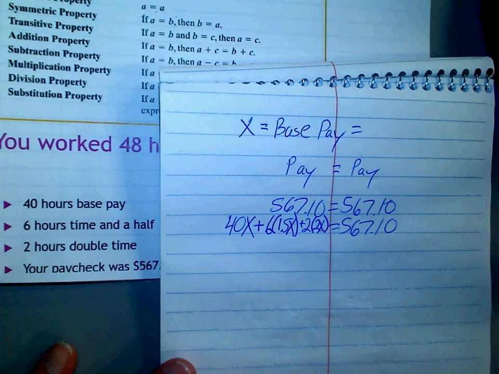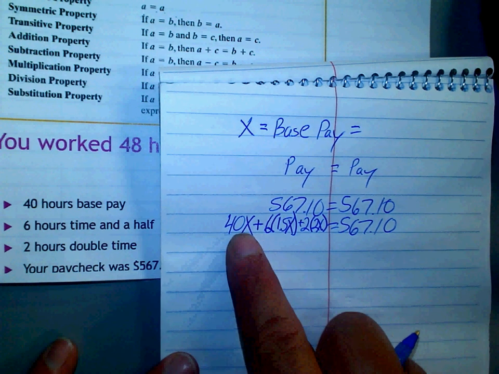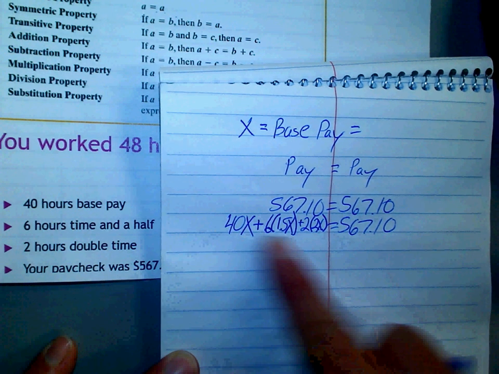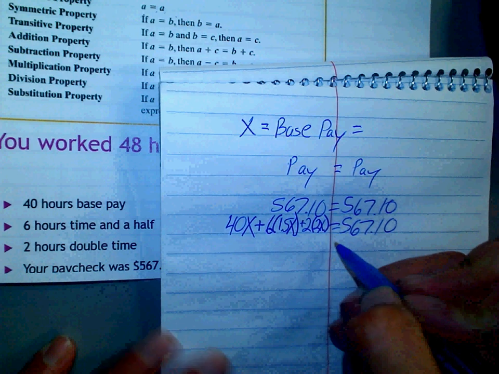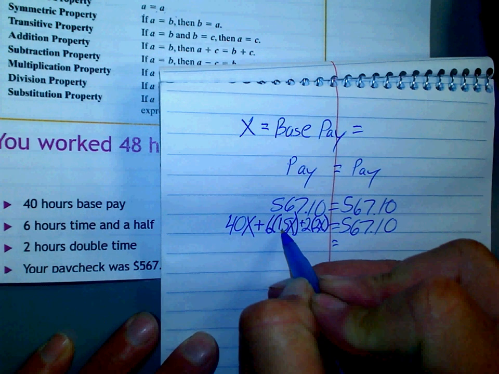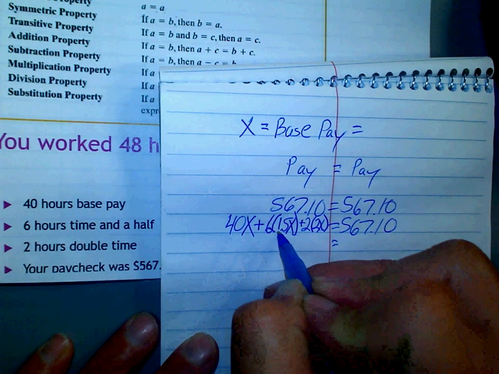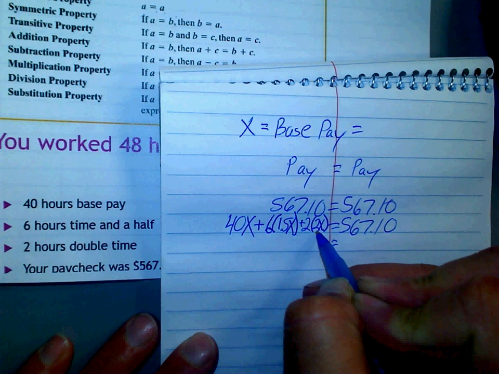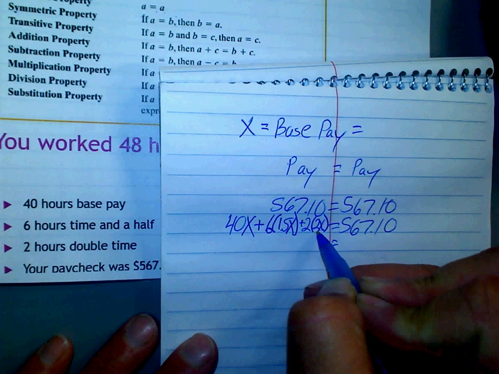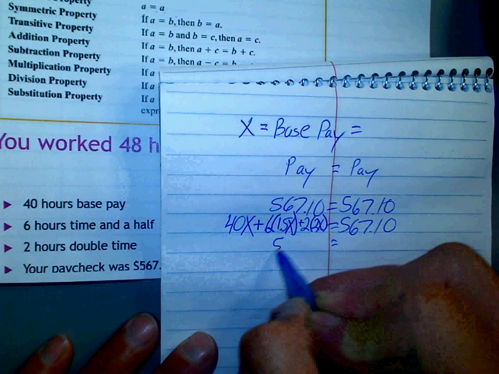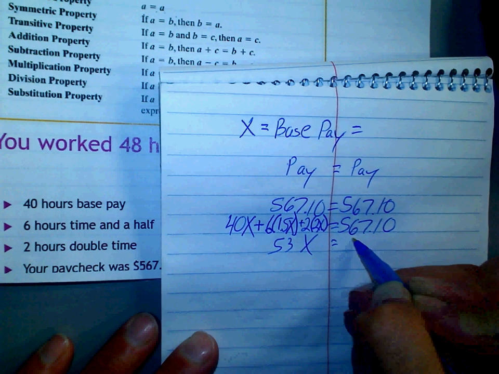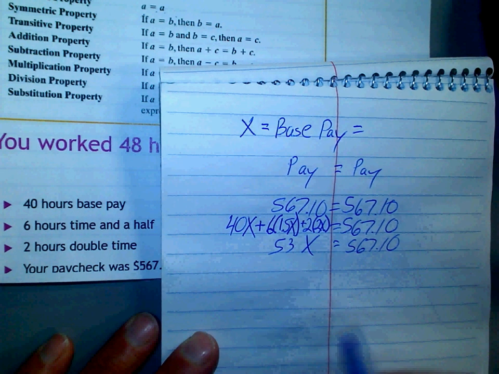Let's add this up here. How many x's is that? That's 9.40x, 6 times 1.5 is 9, plus 4. Is that 53x? Are y'all okay with that? 53x? I think I'm right there.